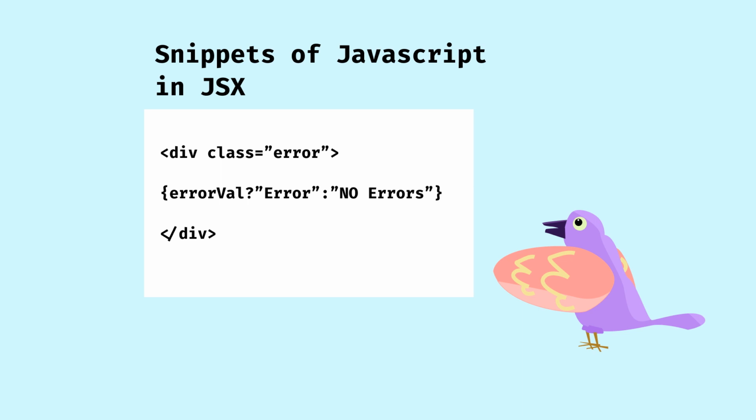Here, as you can see, we render the string error into the DOM when the value of the errorVal variable is true and the string no error when it is false. Also, this can be completely reactive, that is, whenever the value of the variable errorVal changes, DOM updation from no error to error will take place automatically.